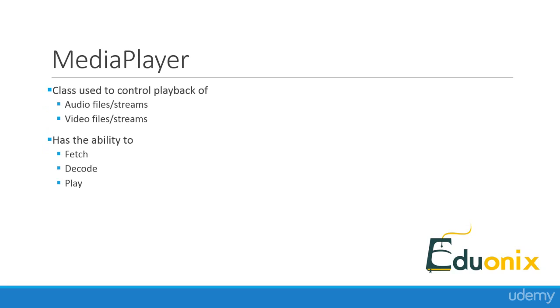The Media Player class is a class that can be used to control the playback of audio files and streams, and video files and streams as well. This class can fetch, decode, and play both audio and video with minimal setup. It supports several different media sources, such as local resources, internal URIs, such as the ones you might obtain from a content resolver, and external URLs or file streams.